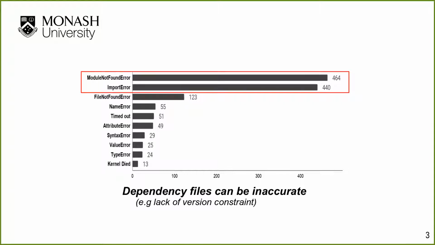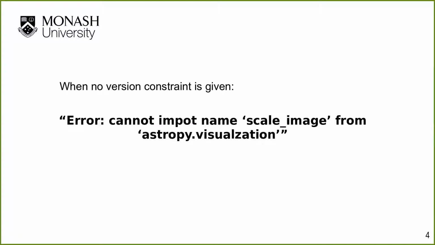If a user simply places dependent library names into the dependency files, then the installation manager will simply retrieve its latest version. Here's an example of an execution error when the given dependent library name Astropy has been installed, but the invoked API scale image has been removed in its latest version. So without knowing the actual version the original developer has used, it is difficult to set up the correct environment for others to further reuse the code.